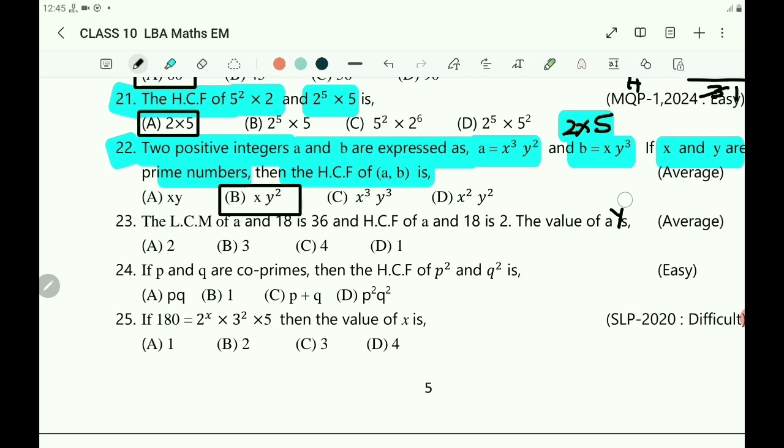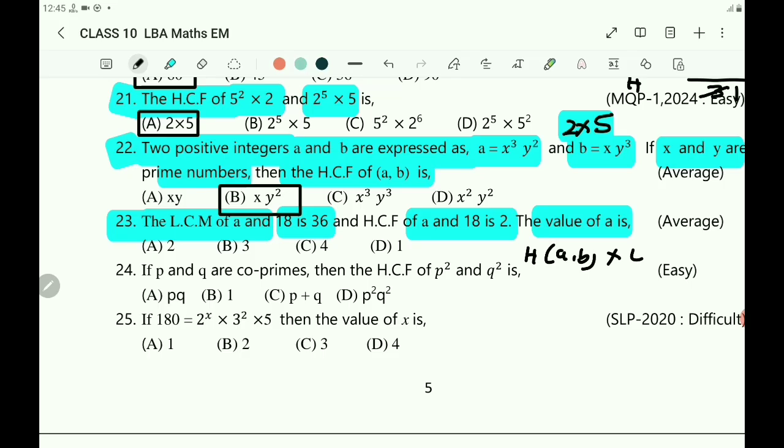Then question number 23. The LCM of A and 18 is 36. HCF of A and 18 is 2. Find the value of A. Here, out of A and B, A is not given, B is given. So you know that HCF of A and B into LCM of A and B equals A into B.